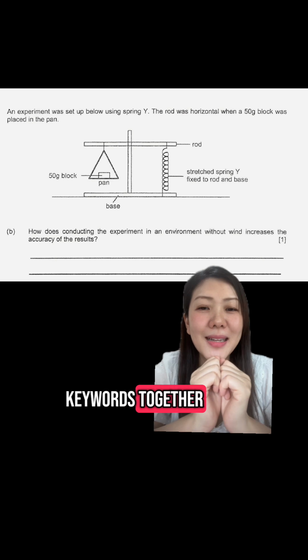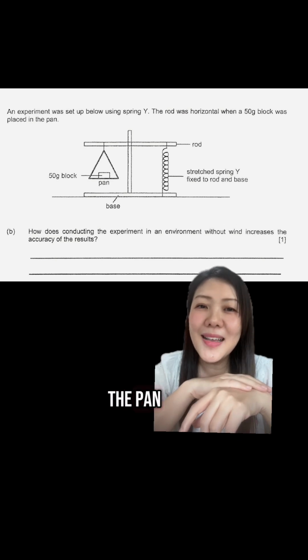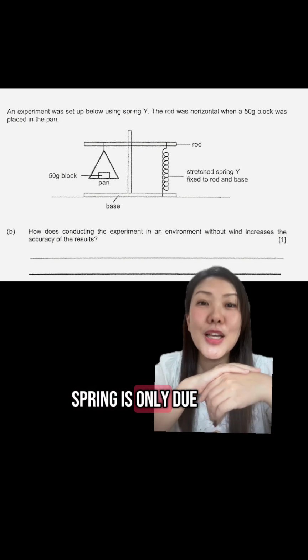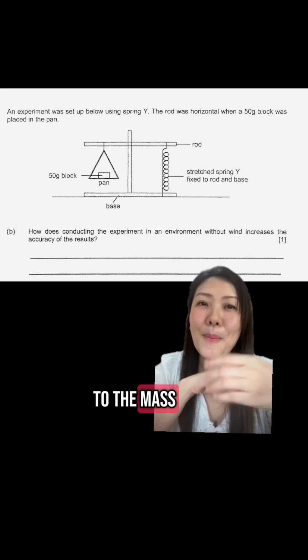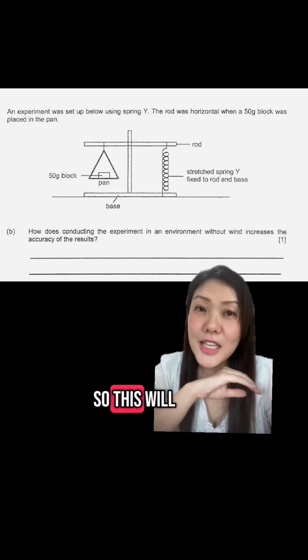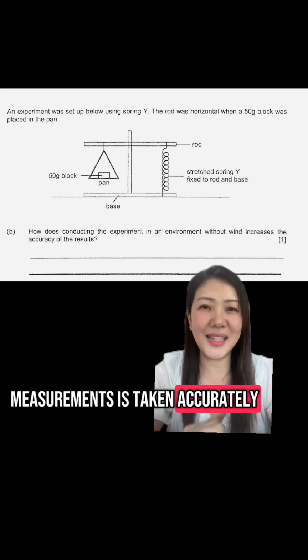Let's put the keywords together: to ensure that there is no wind to move the pan so that the extension of the spring is only due to the mass of the block and not any other factors. So this will ensure that the measurements are taken accurately.